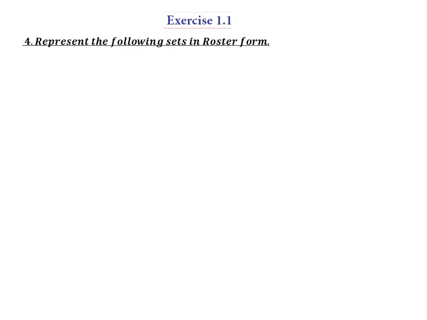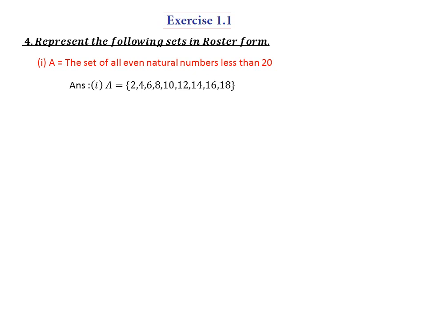I am going to continue with 1.1 fourth problem. Represent the following sets in roster form. In that they given A is equal to the set of all even natural numbers less than 20. You know what is even numbers? So we have to list out the numbers less than 20. Roster form is nothing but only listing out all the elements. So A is equal to 2, 4, 6, 8, 10, 12, 14, 16, 18. They given less than 20, so take less than 20 numbers only.